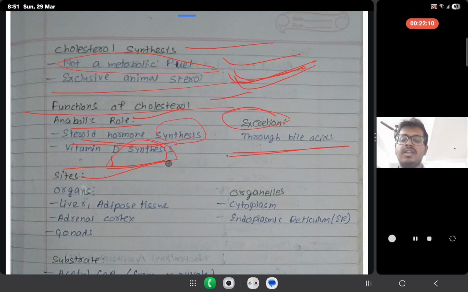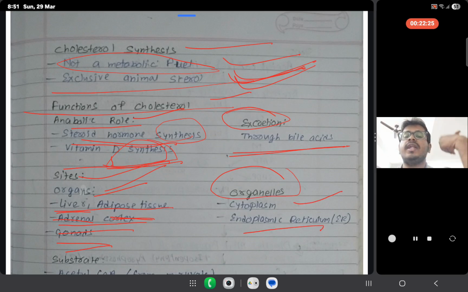What are the sites? Organs are liver, adipose tissue, adrenal cortex, and gonads. Do you understand that? Which are the organelles where cholesterol synthesis occurs? Cholesterol synthesis occurs in the cytoplasm and endoplasmic reticulum, and the organs are liver, adipose tissue, adrenal cortex, and gonads.